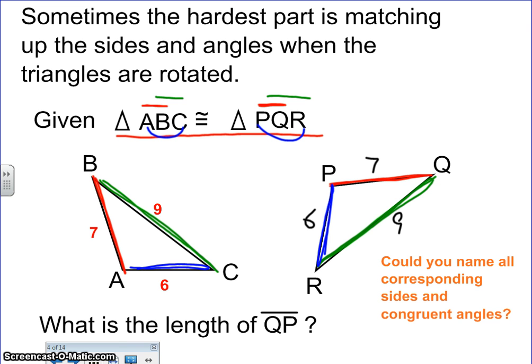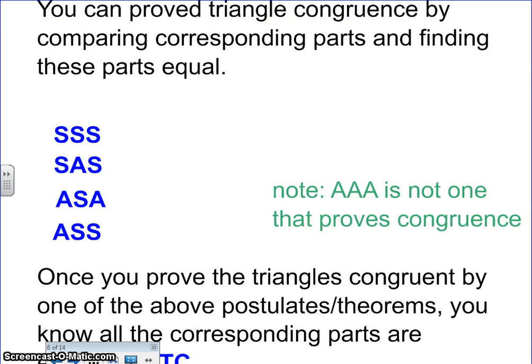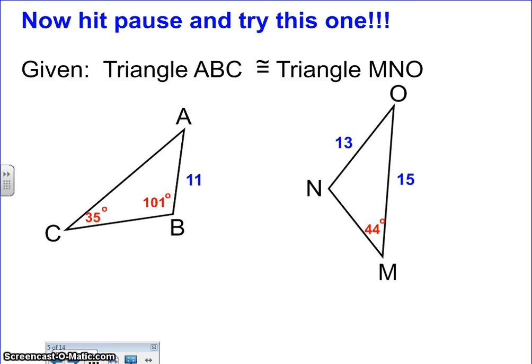Now, we didn't ask anything about angles here, but angle A, since it's the first letter in here, and angle P, the first letter in here, are going to be congruent. So if we knew that angle A was 110 degrees, then we would also know that angle P was 110 degrees. When you know that two triangles are congruent, you know that every corresponding part in those triangles is congruent. So what I want you to do right now is hit pause and try to fill in all the lengths of sides and all the angles in these two triangles, given that they're congruent. Go ahead and take a break and work this one out.